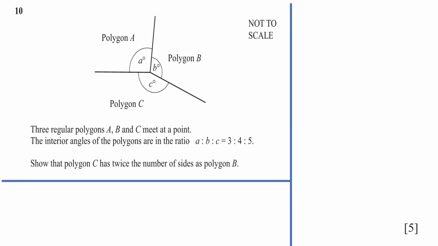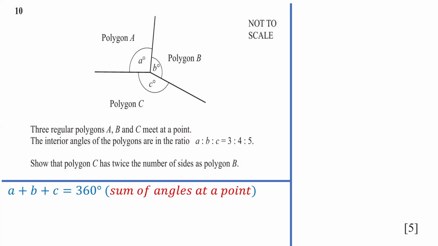First, let's calculate the value of each angle of the polygons A, B, and C. Now, A plus B plus C equals 360 degrees. This is because angles at a point measure 360 degrees. Again, it's important we find the size of each interior angle of polygon B and C. To get this, we are going to use the ratios.